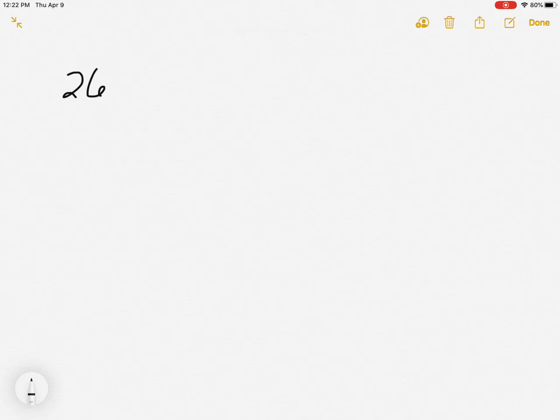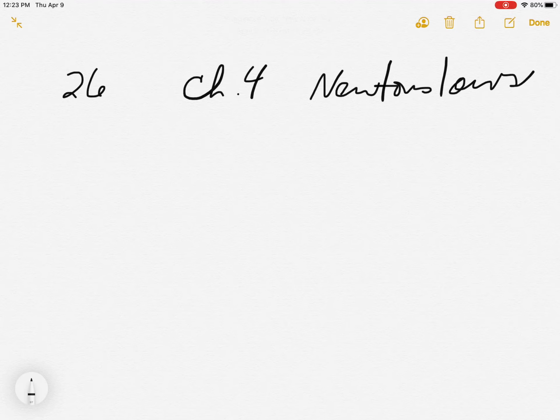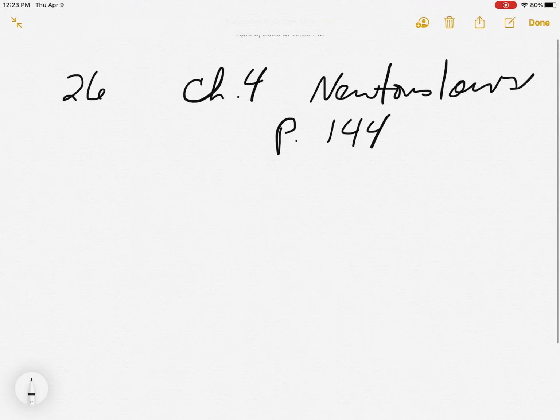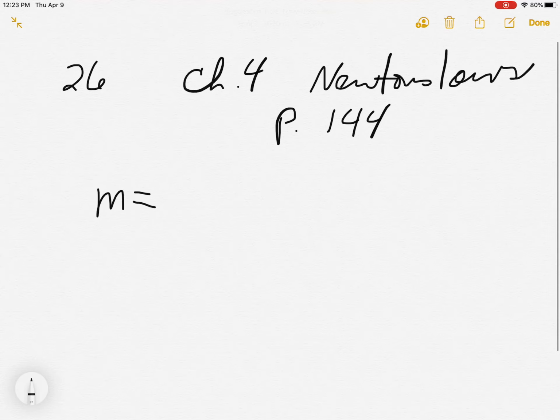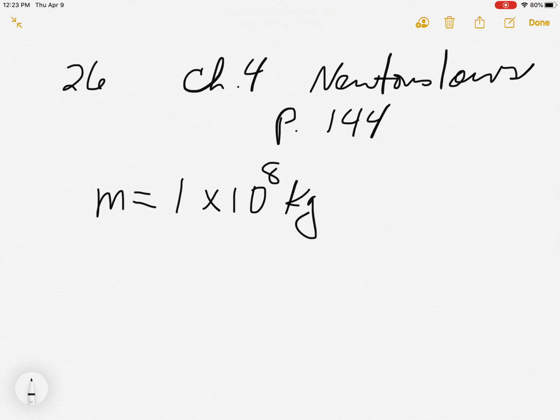This is question 26 from chapter 4, Newton's Laws, on page 144. This is also probably a unit conversion question. Here they're telling you that you have a tanker. The mass is 1 times 10 to the 8 kilograms.